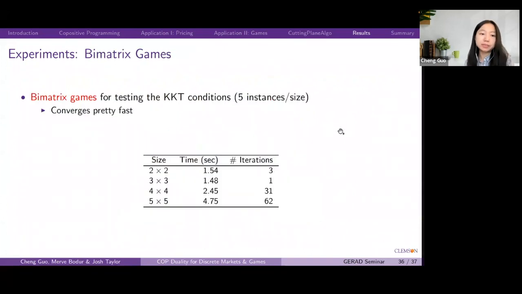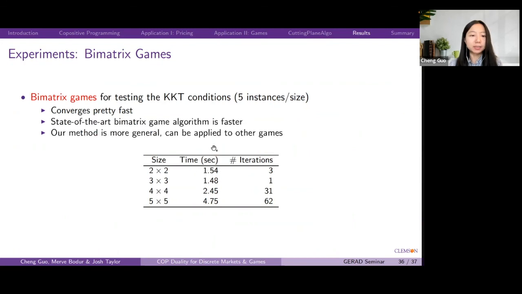We also did some experiments with bimatrix games, and we find that all the instances converge pretty fast. And I want to mention that the state-of-the-art bimatrix game algorithms can be faster. However, our method is more general and has the potential to be applied to other games. So it's not really a specialized algorithm for bimatrix games.